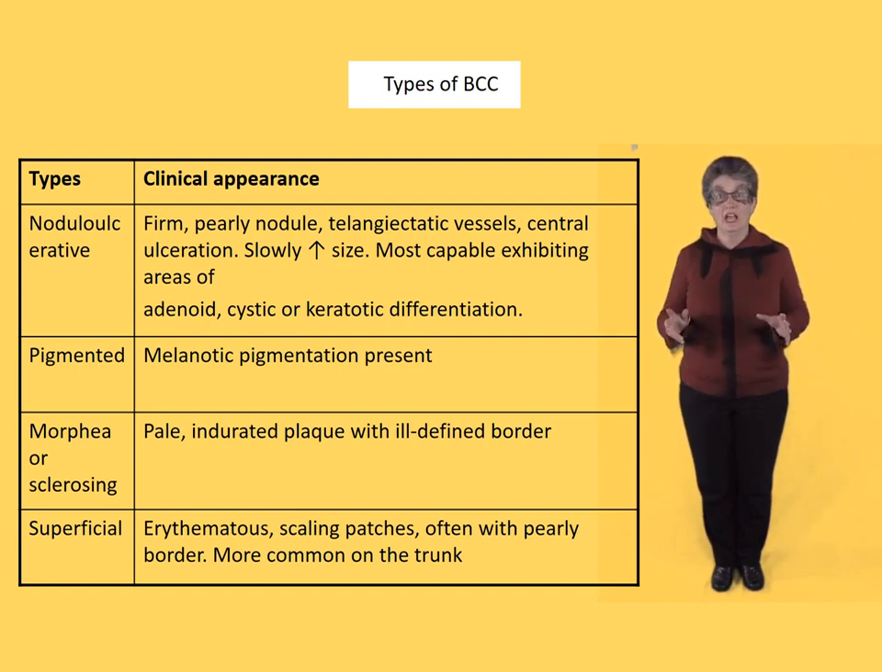The morphea type or sclerosing type of basal cell carcinoma forms a pale plaque on the skin with an ill-defined border. It can be really hard to determine where to take the excision, and they recur more frequently. The final type is superficial basal cell carcinoma. Again, it's a red plaque that forms, and again, the edges are hard to define, so this too has an increased risk of recurrence.